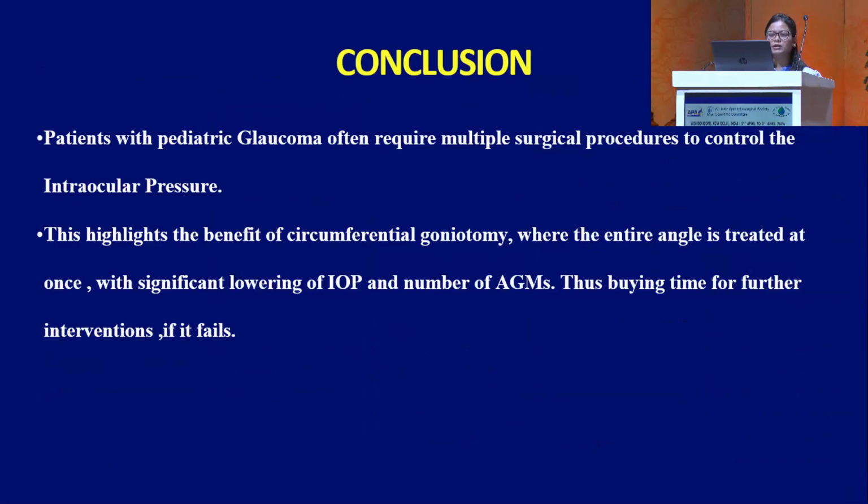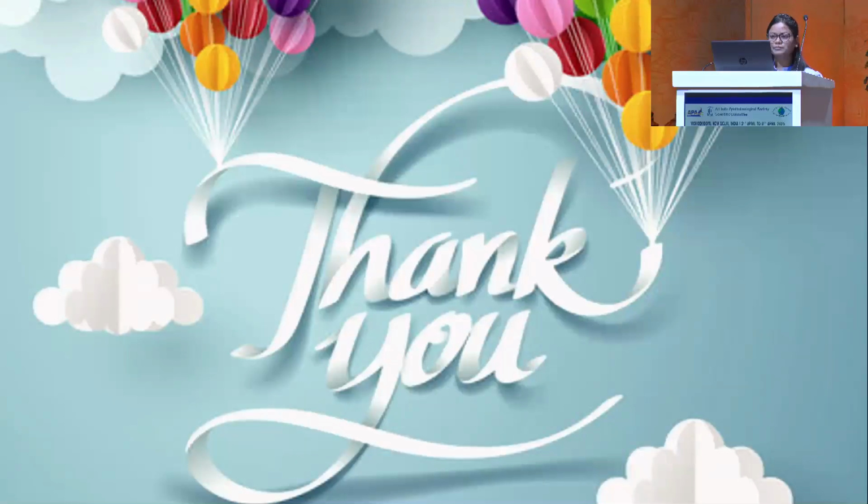So to conclude, patients with pediatric glaucoma often require multiple surgeries to control intraocular pressure, and this study basically highlights the benefit of circumferential goniotomy, where the entire angle is treated in one single step with significant reduction in intraocular pressure and anti-glaucoma medication. Thank you.